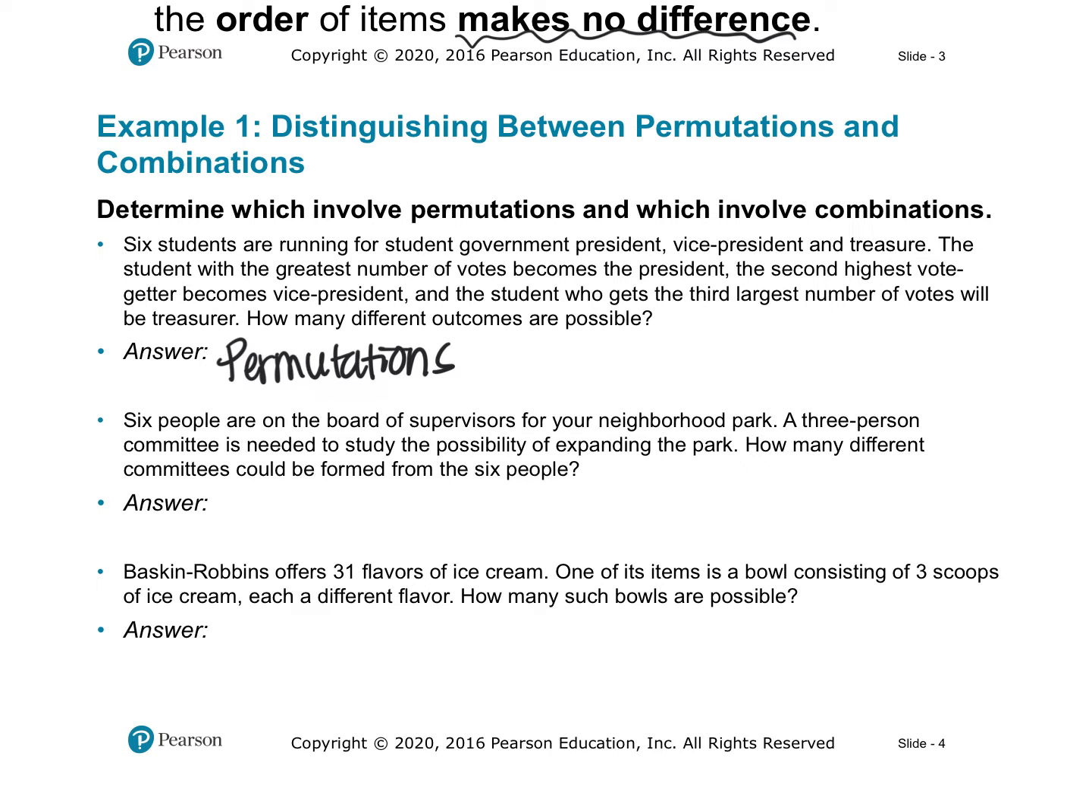All right, next, six people are on the board of supervisors for your neighborhood park. A 3-person committee is needed to study the possibility of expanding the park. How many different committees could be formed from the 6 people? Since there are no offices and no order of voting, it's going to be a combination.